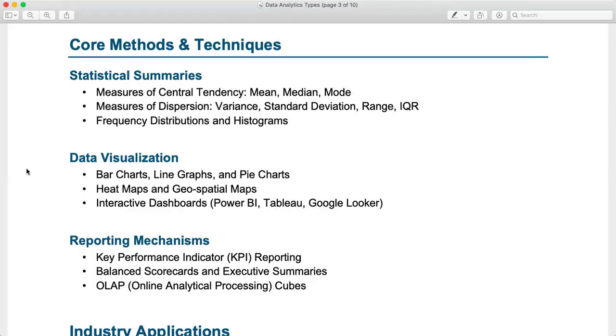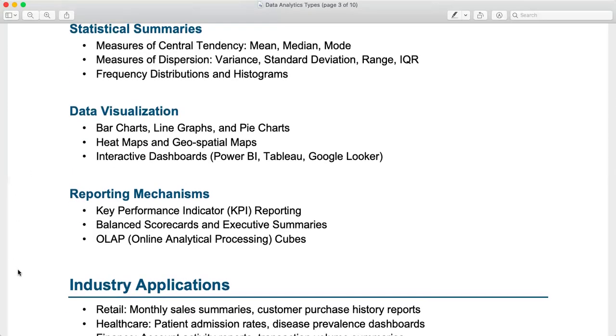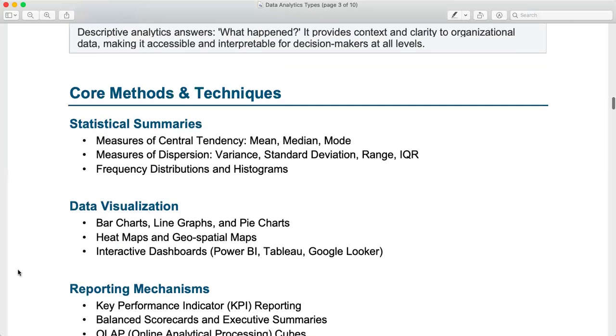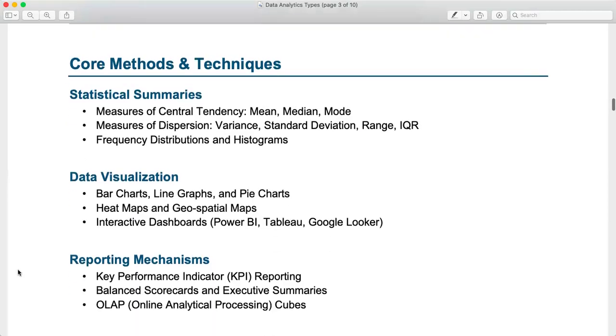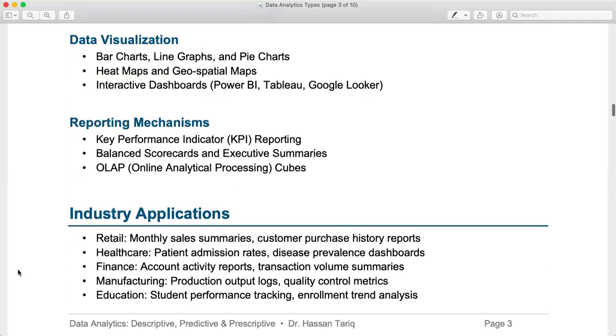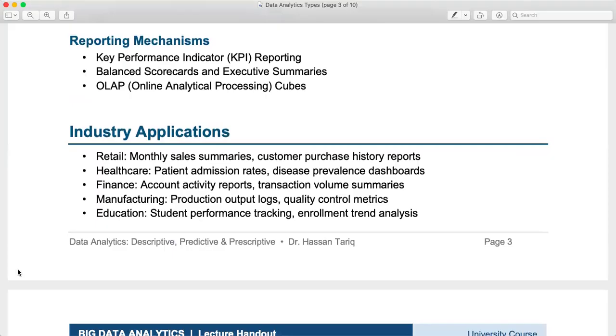And then there are certain reporting mechanisms, where we have KPIs, key performance indicators reporting, balanced scorecards, executive summaries, and OLAP cubes. So these are all the mechanisms, core methods, and techniques used in this process.